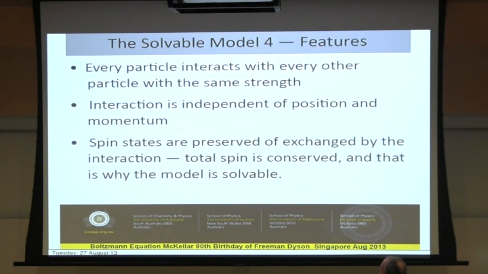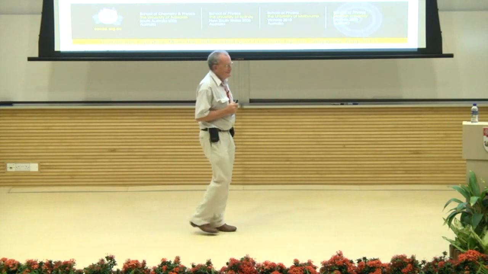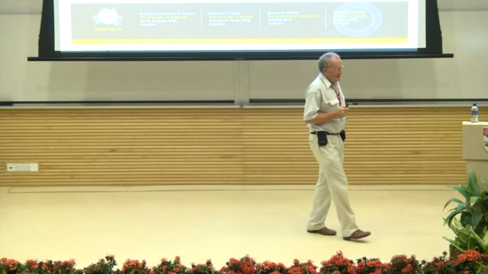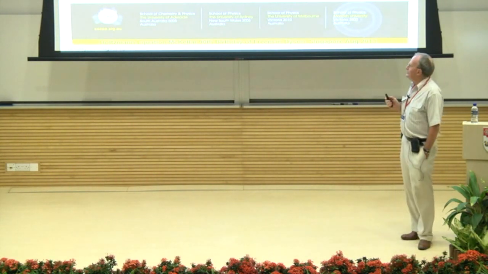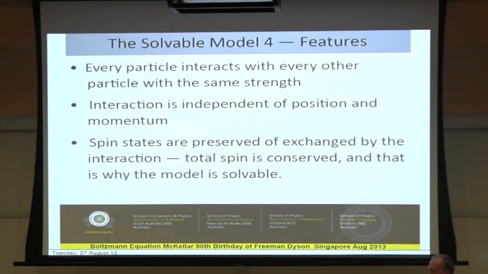We can write down the exact solutions. As I said, this is a simplification of what goes on in the real system. It's a simplification in many ways. Every particle is interacting with every other particle in the system with the same strength. And that's not something that we would think of as being quite usual, because the interactions are independent of position. They're interacting with the same strength whether they're next to one another or whether one's here and one's up there in the back corner of the room.